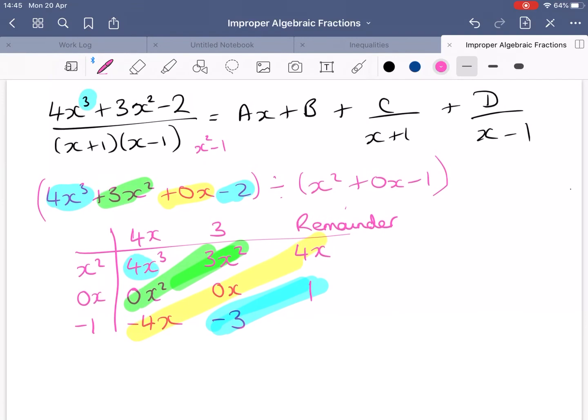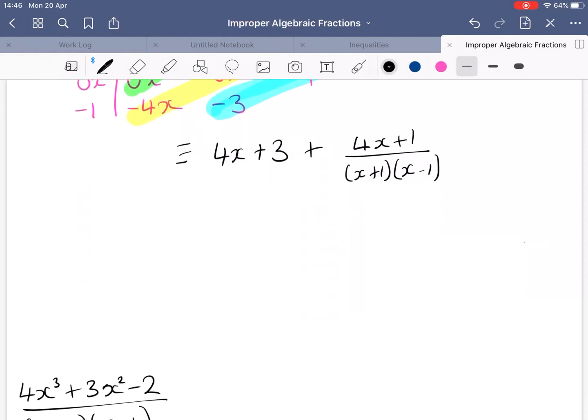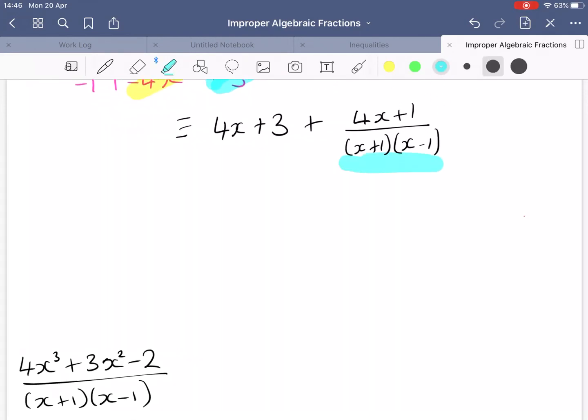So what do I have at this moment in time? I have got all of that is equal to 4x plus 3 with my remainder of 4x plus 1 still to be divided by my x plus 1 and my x minus 1. So I've got the polynomial division but with the remainder that still needs to be divided. And now I go back to doing my partial fractions on here. Hopefully I'll be able to fit this in.